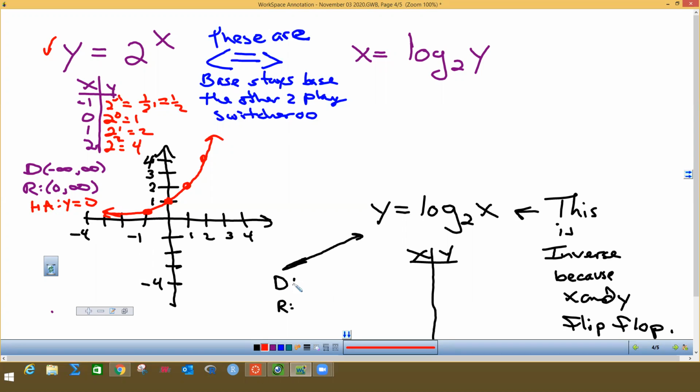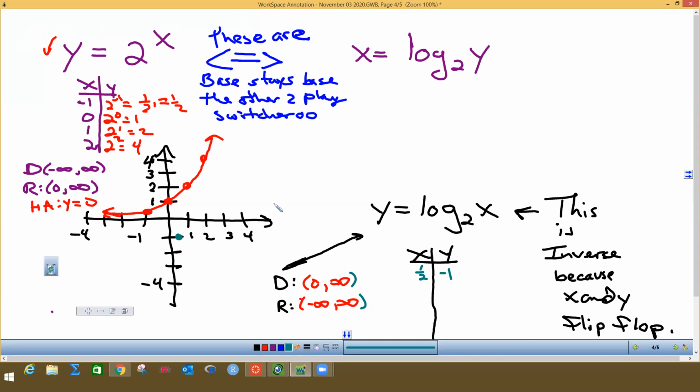So when I flip this over, hopefully you remember about inverses, the domain switches with the range. So the domain is 0 to infinity, and the range is -infinity to infinity. I'm going to change this to green. And if you remember, inverses flip-flop these. So if x is a half, I'm getting that from right here, a half, y is -1. So I go to a half, and I go to -1, and I put a dot right there.